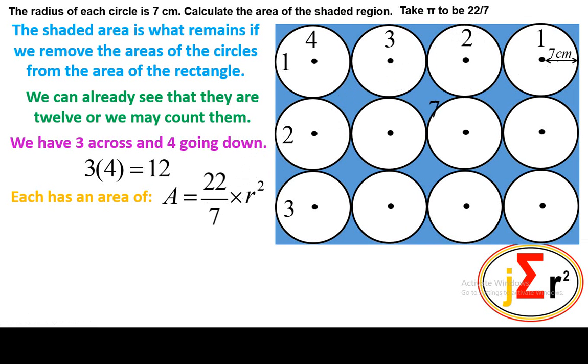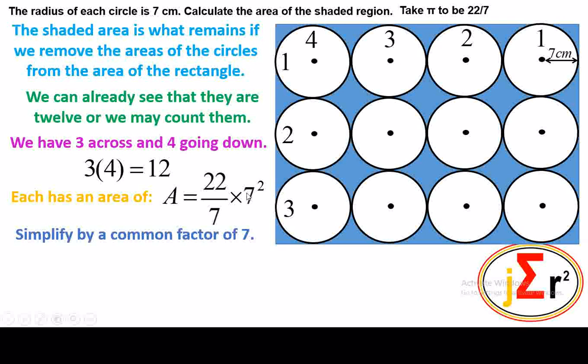Pi times r squared, which is 7 squared. Simplify by a common factor of 7. If we have 7 squared here, and we simplify by a common factor of 7, then one of the 7s is going to be cancelled by the 7 that we have here. And if so be the case, one 7 will remain. We can do that conveniently by taking out the 7 in the denominator and removing the square to indicate that we have one occurrence of 7 in the numerator. That's just a convenient way of doing it.